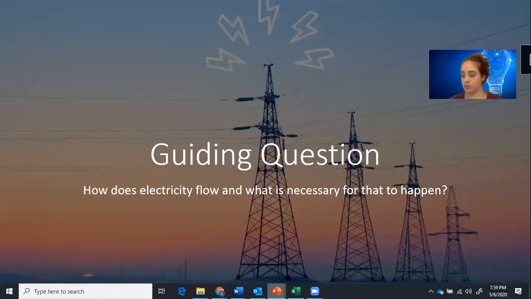All right, so today we are going to answer the question, how does electricity flow and what is necessary for that to happen? We will make some observations, and then we're going to analyze them to help us make sense of this new phenomena we are exploring. As we learn about electricity, it is important that today we are prepared to draw models, like I mentioned before, so that you're going to draw models of what we observe to help us make sense of how electricity works. Okay.